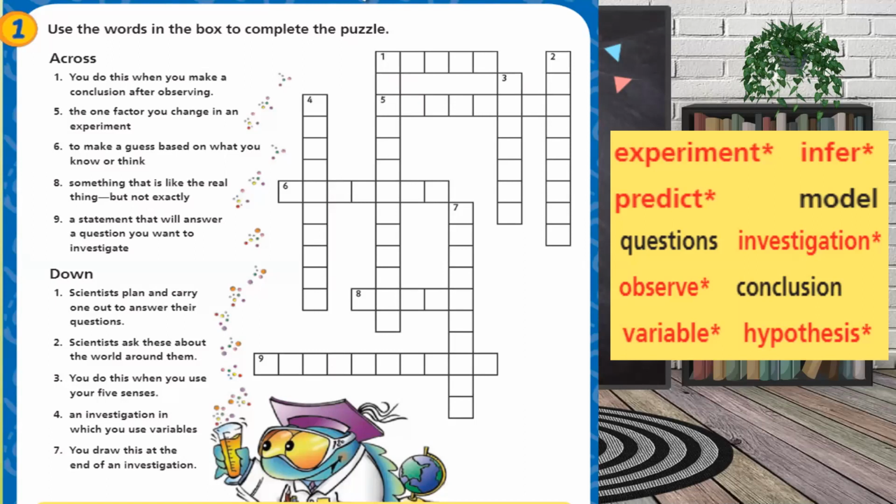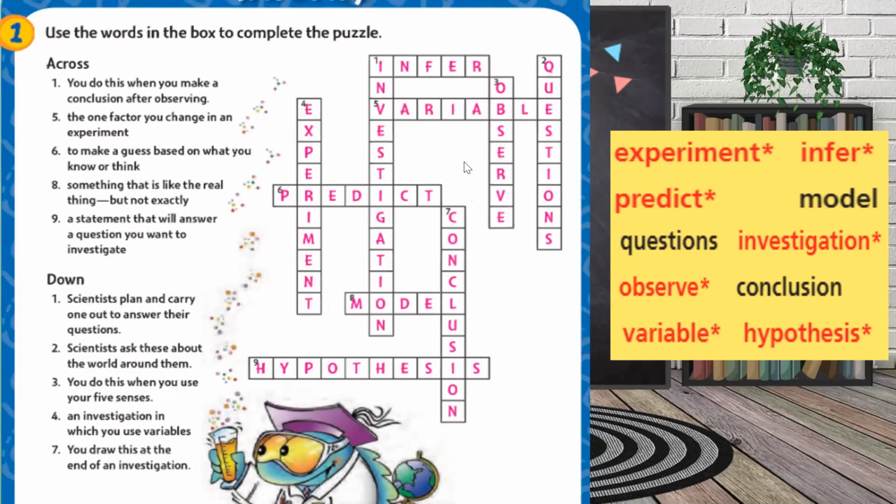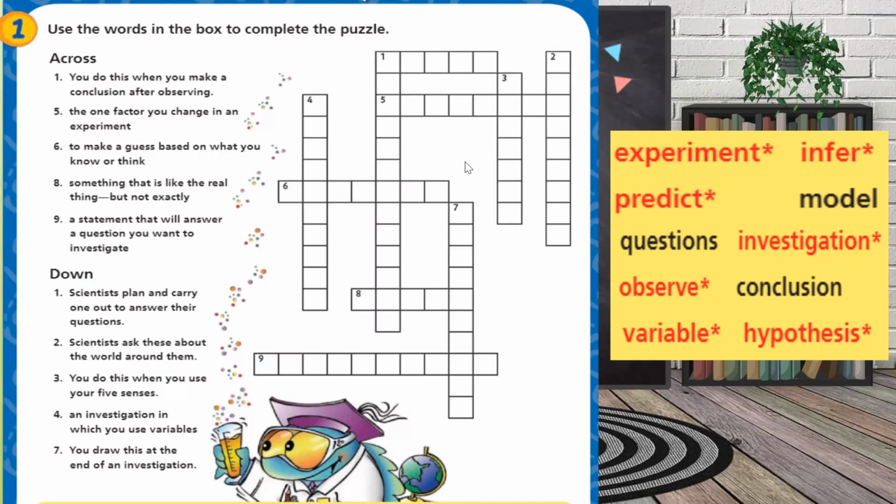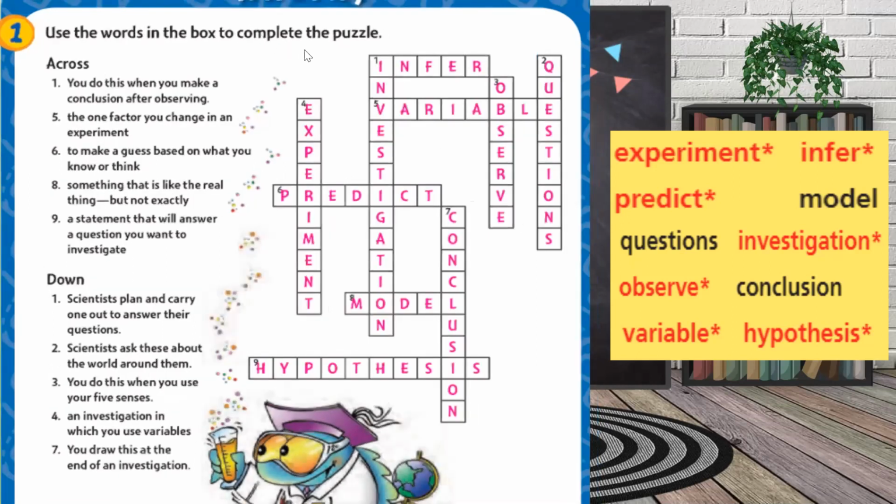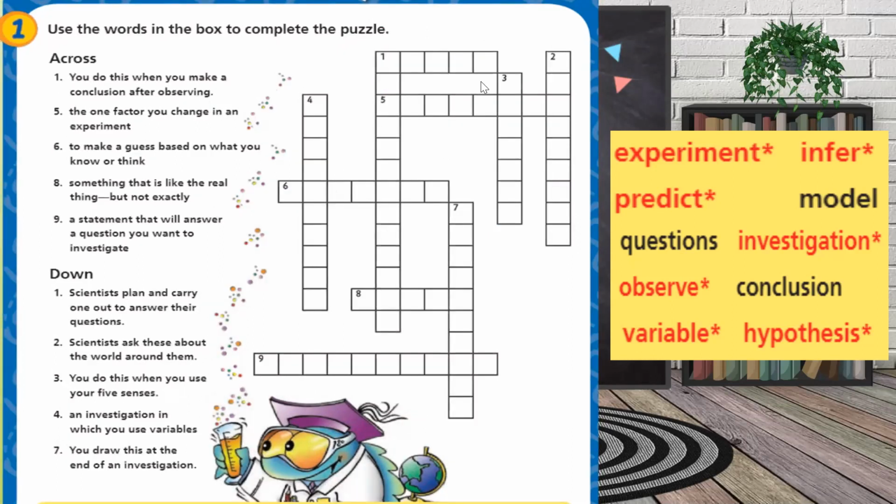What do you do when you make a conclusion after observing? Do you predict, infer, model? Infer. Are you sure? Yeah. Excellent. You infer. See, this is the answer. Infer. Good job.